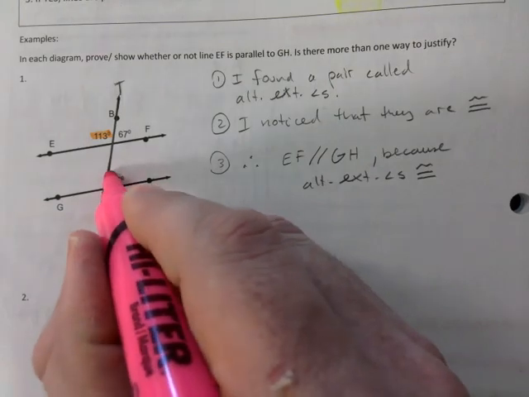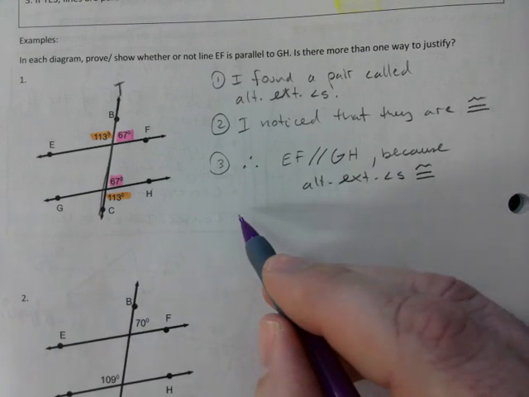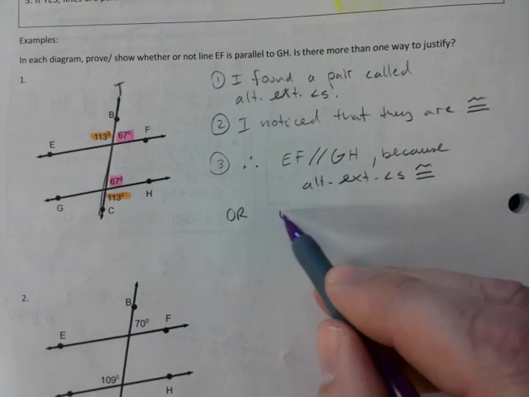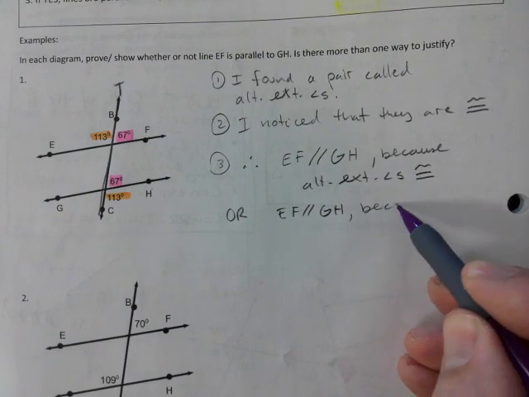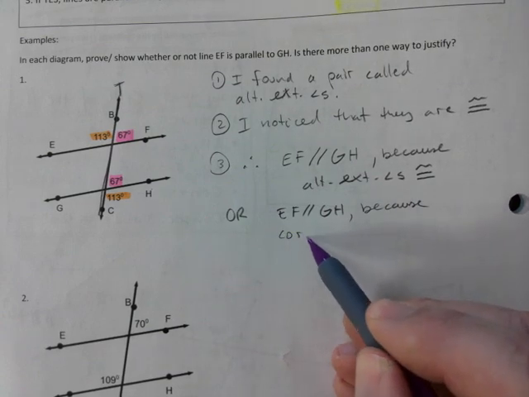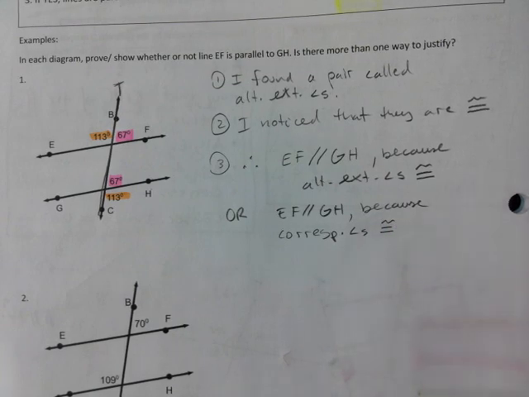I will also highlight this using a different color, or: EF is parallel to GH because corresponding angles are congruent. Or, right? And then you're thinking, oh, there's only 2 ways, Mr. Dirksen, that's it. There's more. You're just being annoying right now.